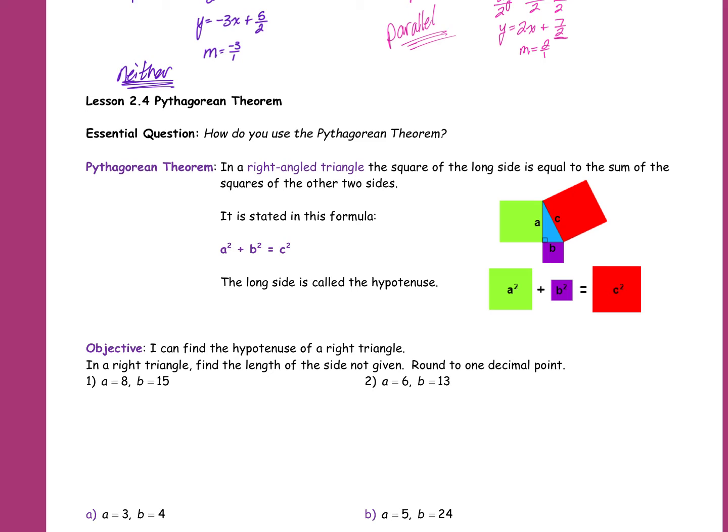So I'm going to take a squared, which is one of the legs. b squared is one of the legs. Do I care which one's a or b? No, I don't care. I only care which one's c. So we have to make sure that one's in the right spot. Okay? So here we go.